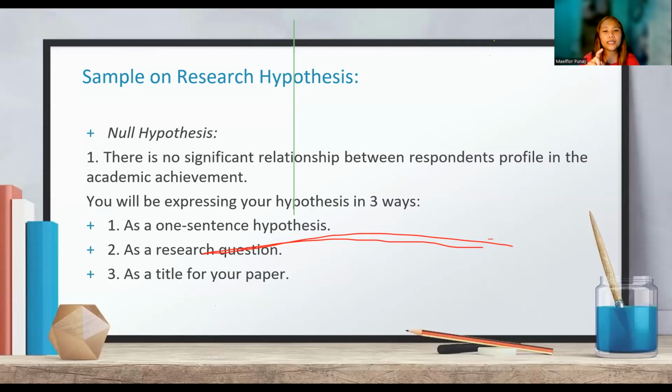You will be expressing your hypothesis in three ways. First, as a one-sentence hypothesis, make it as simple as possible. You simplify it. And then as a research question and as a title of your paper. So, based pa lang sa imong hypothesis, naa na dayon dagan sad sa imong research. Okay?